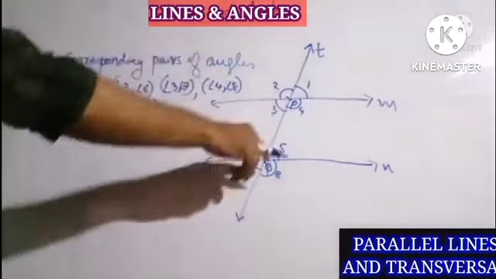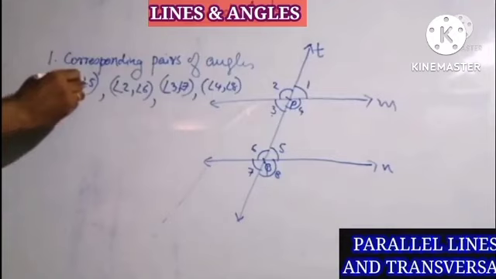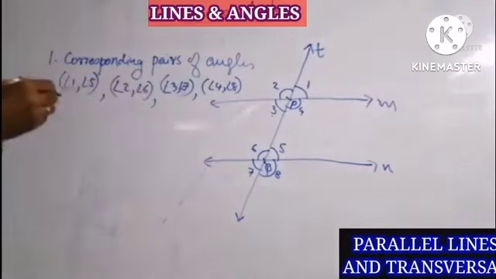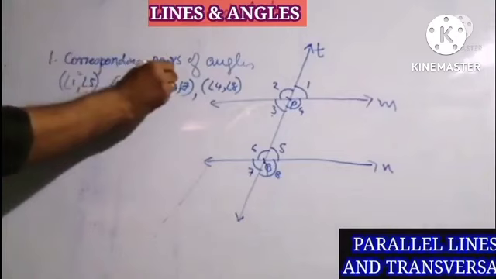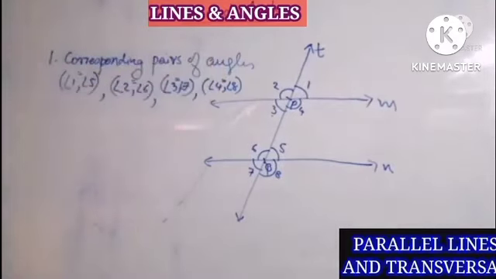The measures of these corresponding pairs are always equal. So 1 and 5 are equal in measure, 2 and 6 equal, 3 and 7 equal, and 4 and 8 equal. Angle 1 equals angle 5, angle 2 equals angle 6, angle 3 equals angle 7, and angle 4 equals angle 8. So these are the properties of corresponding angles.